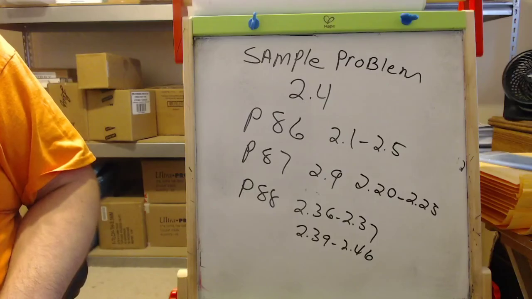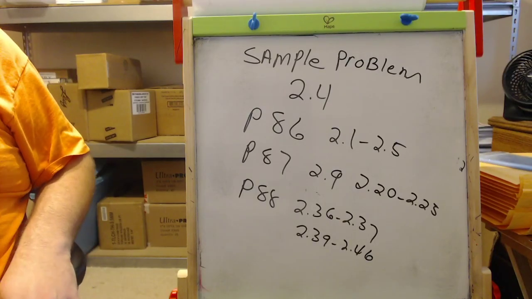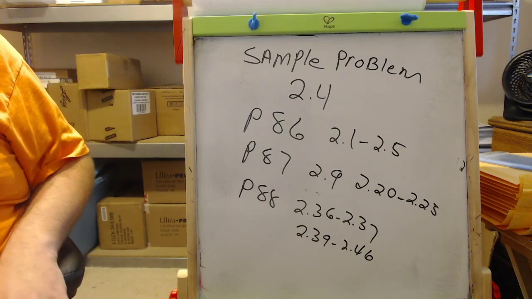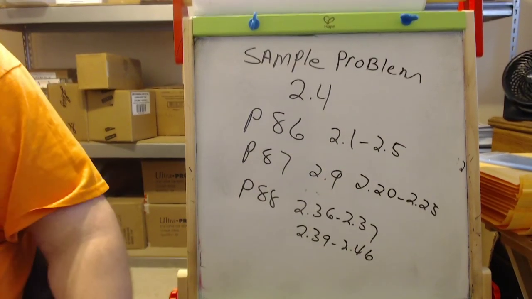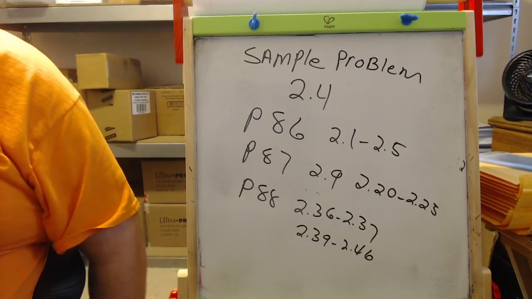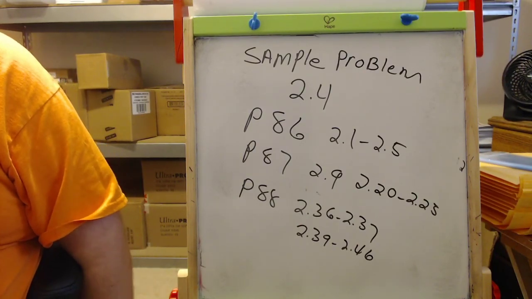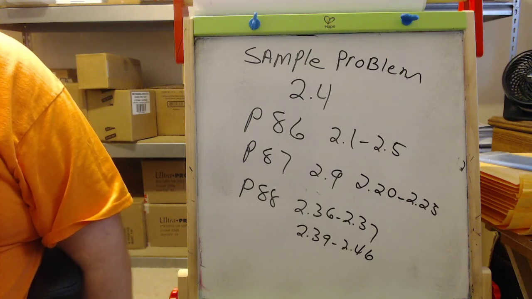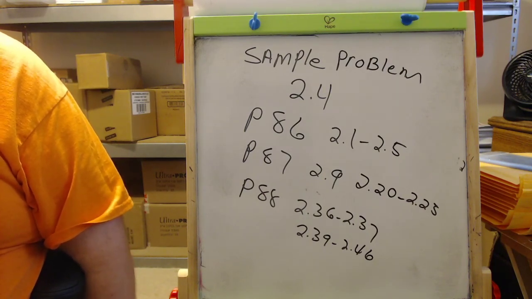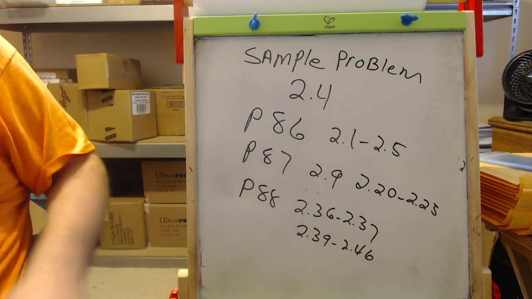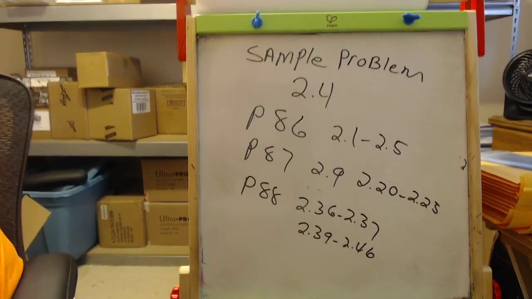All right, here's the homework then. Try sample problem 2.4 on the slides. Page 86, 2.1 to 2.5. Page 87, 2.9, and 2.20 to 2.25. And page 88, 2.36 to 37, and 39 to 46. That should cover everything we did today.